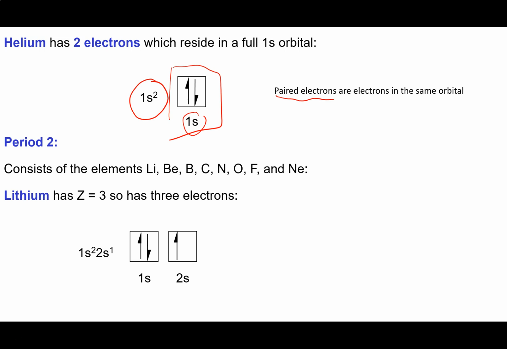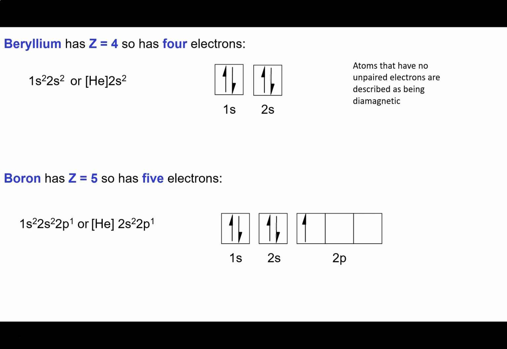So now we'll move on to lithium. Lithium has 3 electrons. It has the electron configuration 1s2, 2s1. The 1s subshell is comprised of one orbital, and it has 2 electrons in it, one up, one down. The 2s subshell is also comprised of one orbital, but it only has 1 electron in it. So this guy's got 1 unpaired electron and 2 paired electrons.